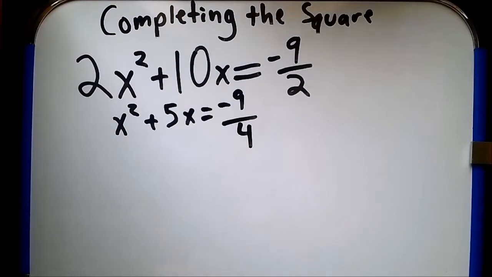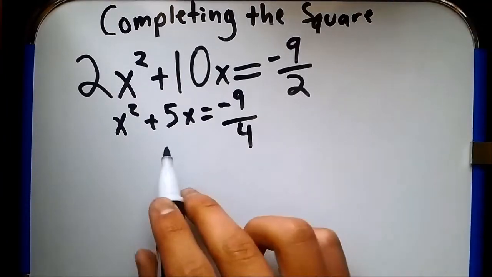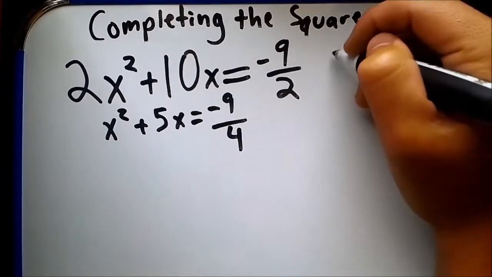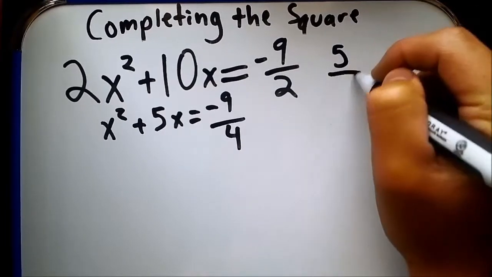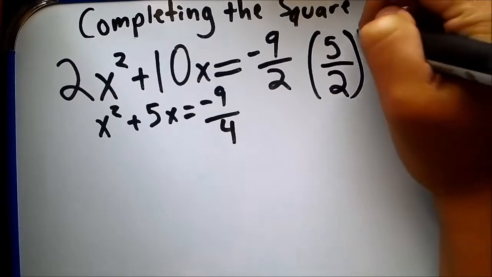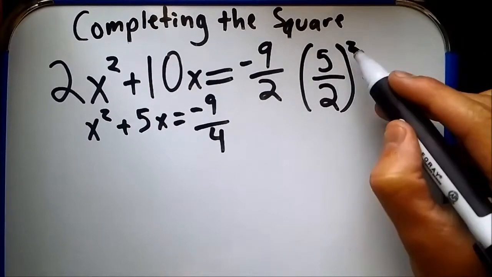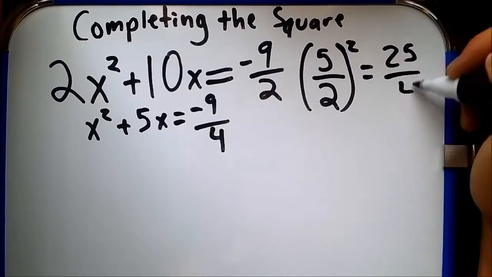Now this looks a little bit more tricky also because the 5 is an odd number. So what we do here to complete the square is we say 5 from here, divide that by 2, that's just 5 halves, and square it. Make sure you square both the top and the bottom. That'll give you 25 over 4.